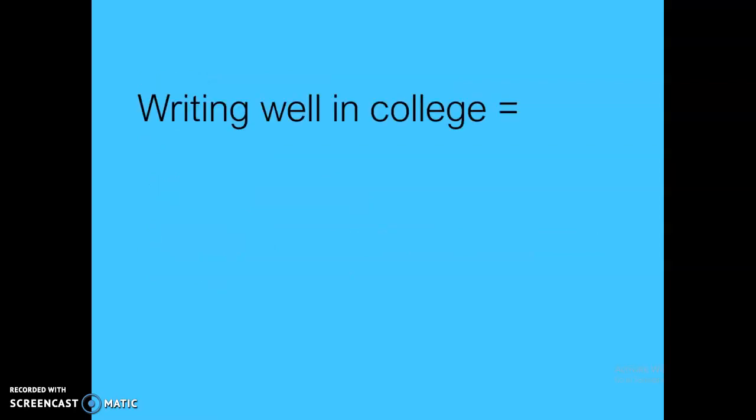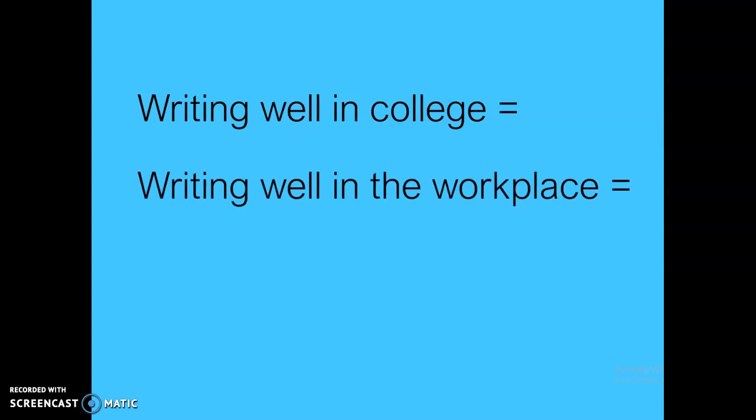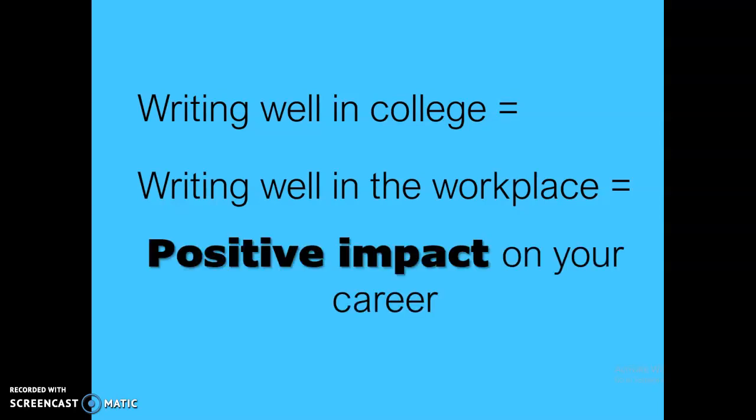When you learn to write well in college, you will continue to write well in the workplace. Employees are not taken seriously if their writing is difficult to understand, is too casual, or is full of errors. On the other hand, you can work towards a future as a successful professional who is able to compose emails, announcements, social media posts, and so on that make a positive impact on your career.